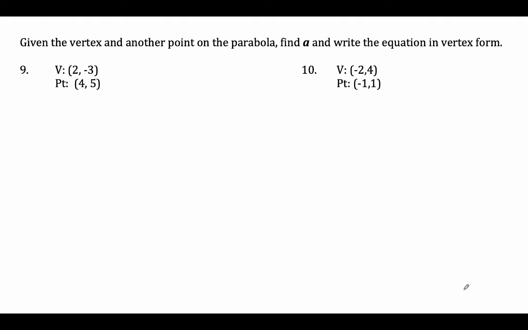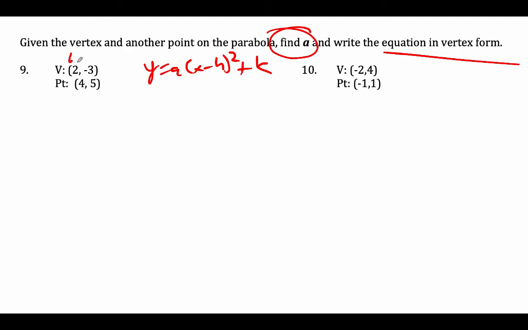On the back, we're going to put these into vertex form. We need to find A and then write in vertex form. Y equals A times x minus h squared plus k. This is an h and a k. This is an x and a y.